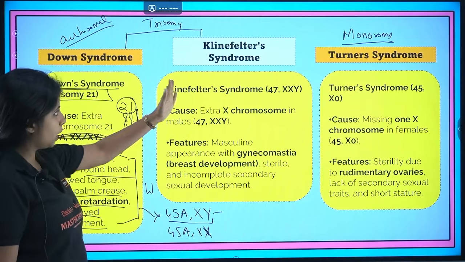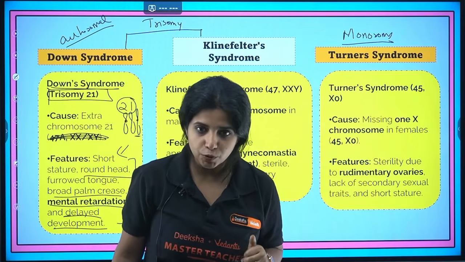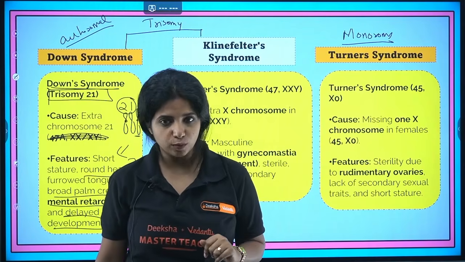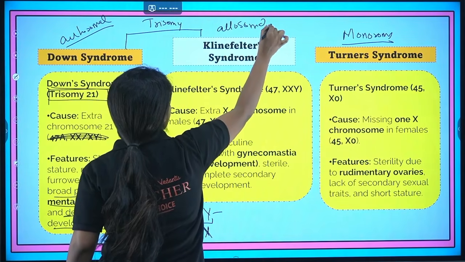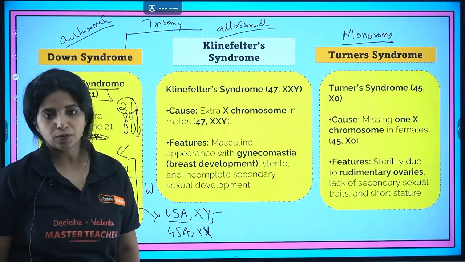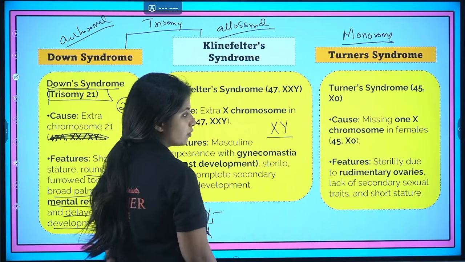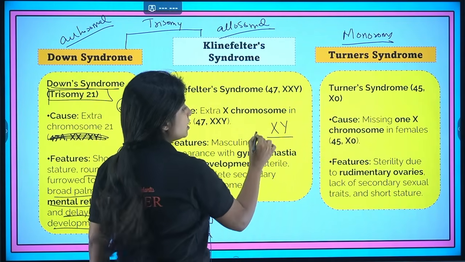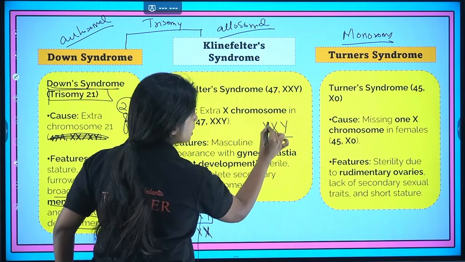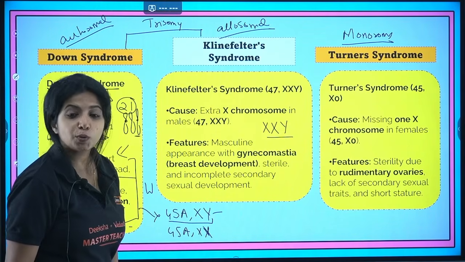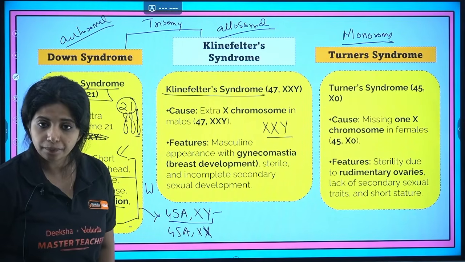Fine. Now, coming to the next trisomy condition. This is going to happen in your sex chromosomes. That means the 23rd pair of chromosome, which is why I'll call this allosomal trisomy. What is going to happen over here? Usually, you have XY condition in the case of males, right? Suppose you're getting one extra X chromosome right up there. What is going to happen? You are going to have a disease that is known as Klinefelter's syndrome.